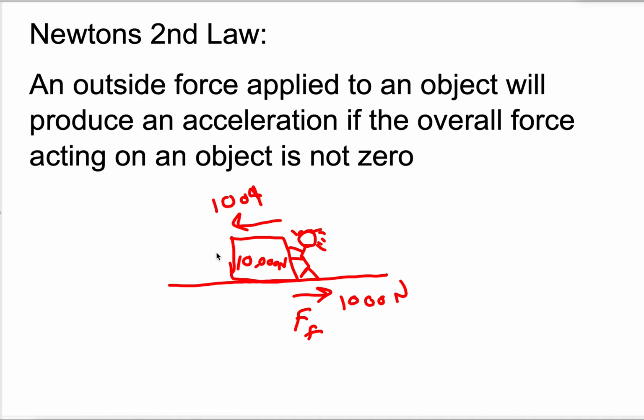That was supposed to be a 1, not a 4. So let's just say it was a 4. If I push with 1,004 newtons, friction's pushing against me with 1,000 newtons, the overall force, or the net force acting on that box, won't be zero, and I will accelerate. But if I don't push harder than friction, I won't be able to accelerate the box. So the overall force, the one force that replaces all the other forces acting on the object, has to be bigger than 0. Can't be 0.